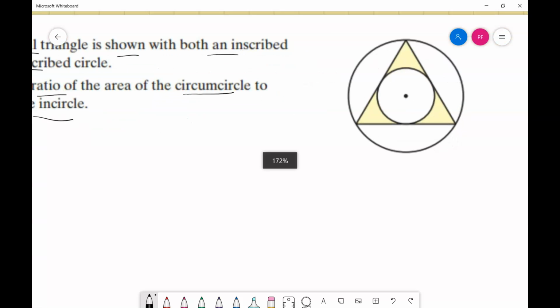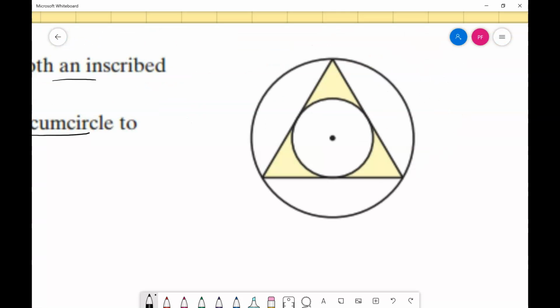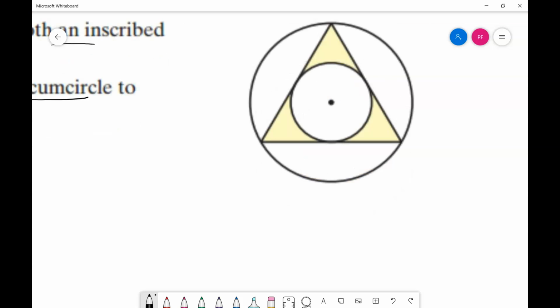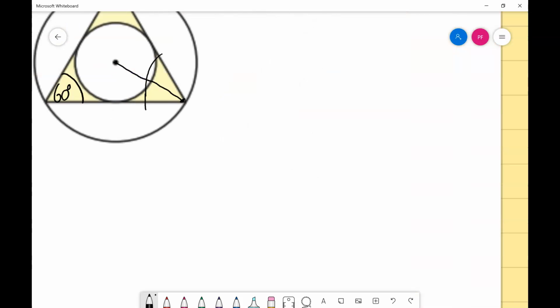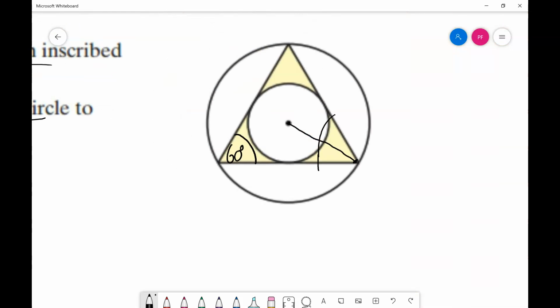Okay, so we're told it is equilateral. So we know that each one of these angles must be 60 degrees. However, we know the construction to get an incircle would mean we'd have to bisect the angle of the triangle. Bisect means to split in two, leaving me with a 30-degree angle here.